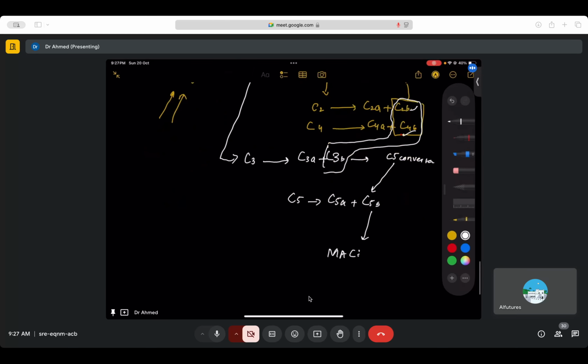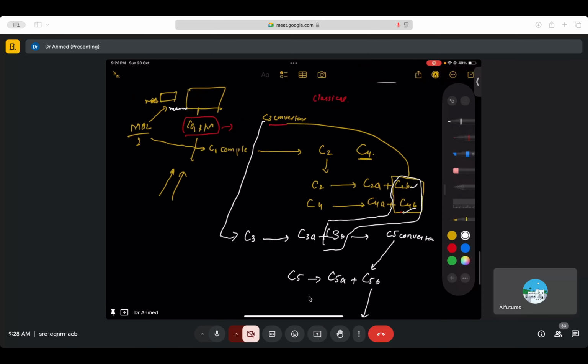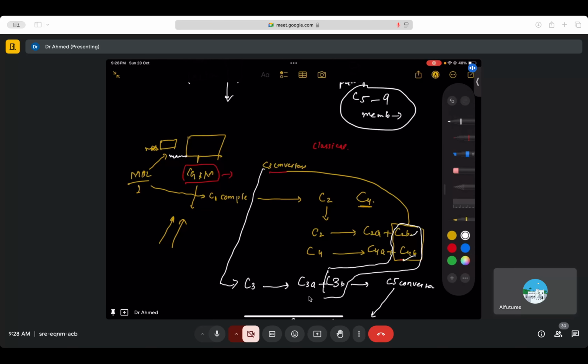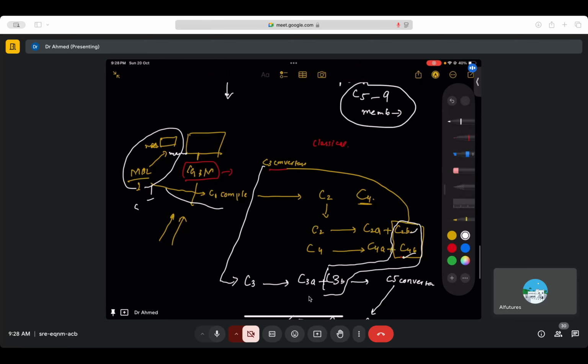So here the C1 complex is not required. It can directly stimulate C2 and C4. This complex formed is basically similar to the C1 complex; it does not activate the C1 complex. It can just drive this pathway.